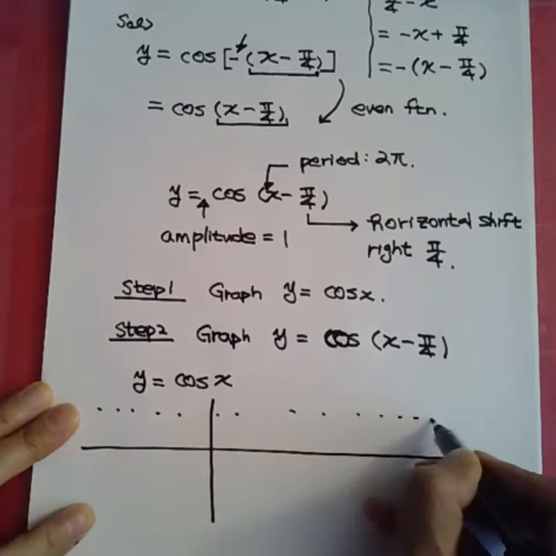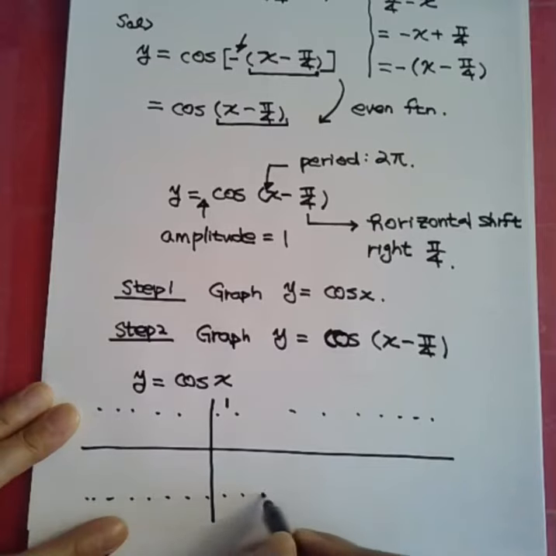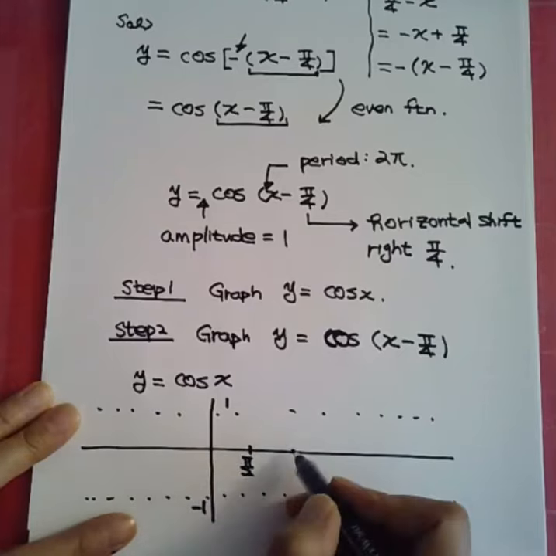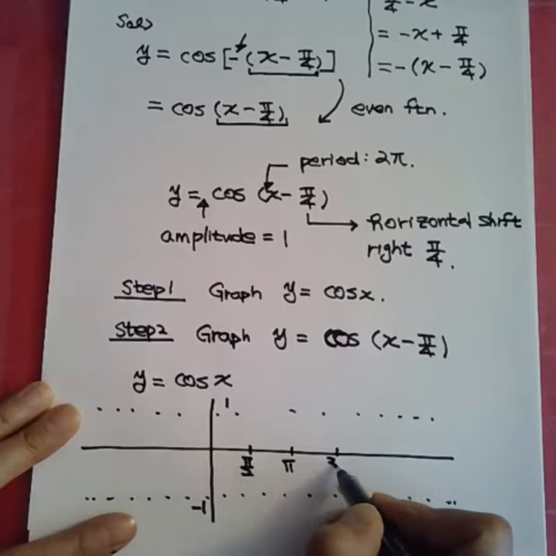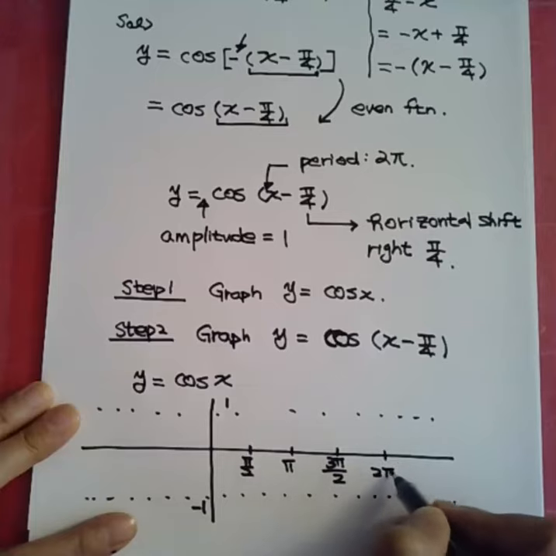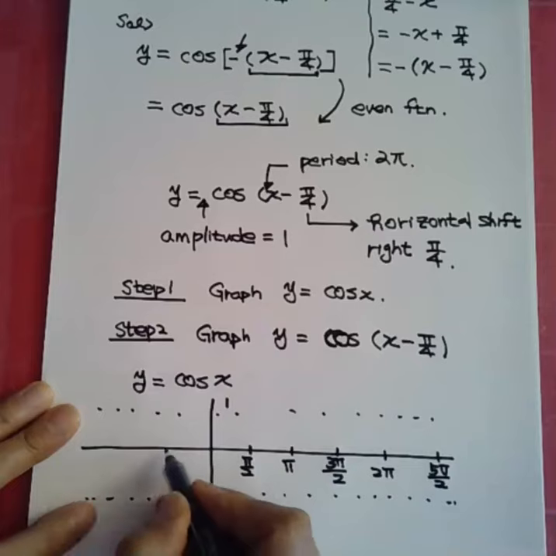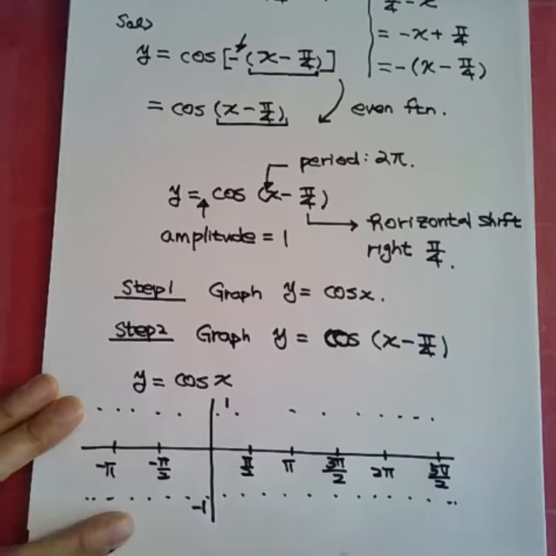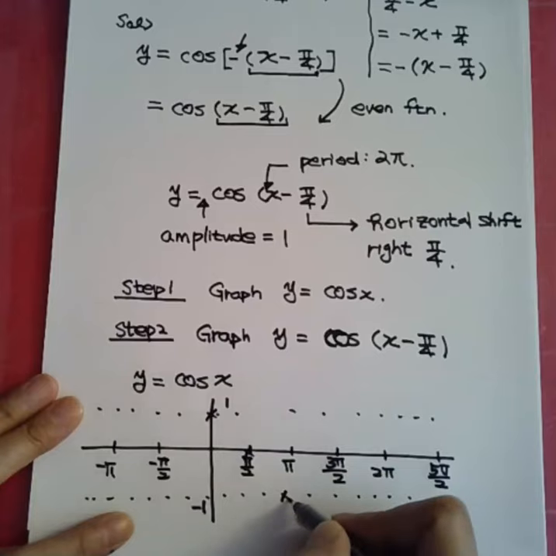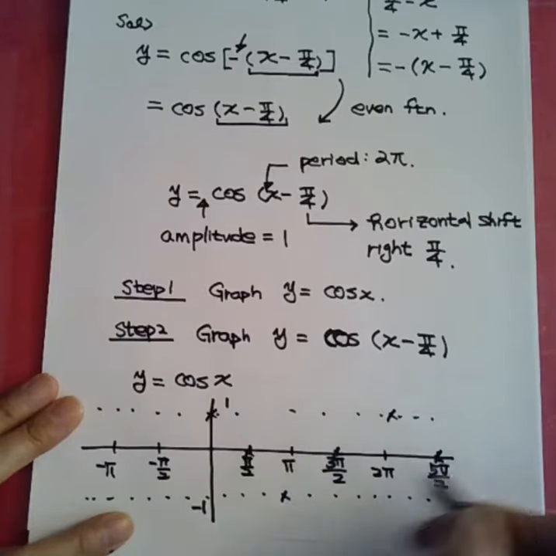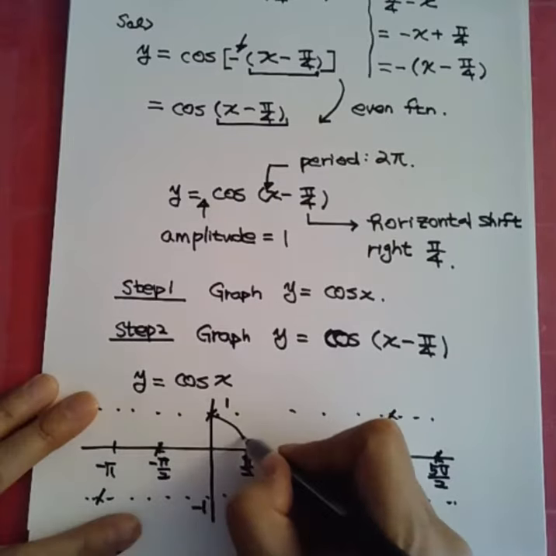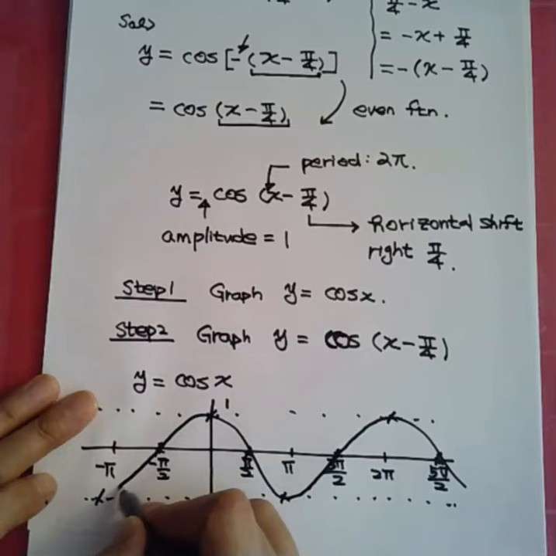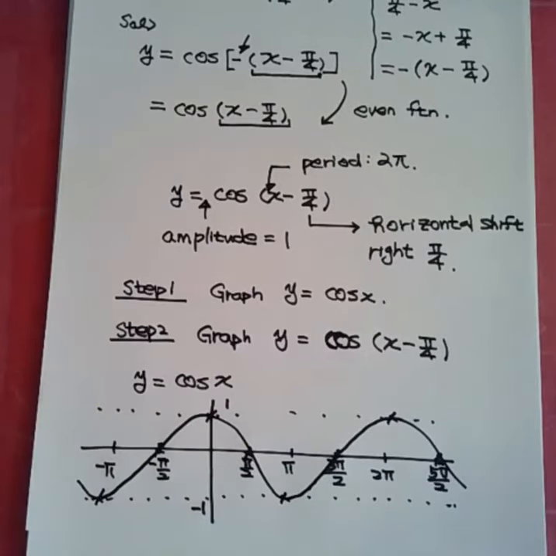One is the largest value and minus 1 is the smallest value. The benchmark happens every pi over 2. The cosine function starts at the maximum. This is something we already know.